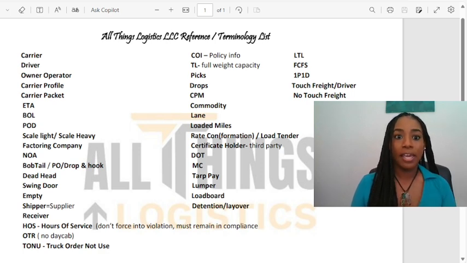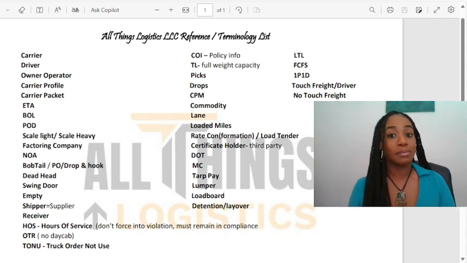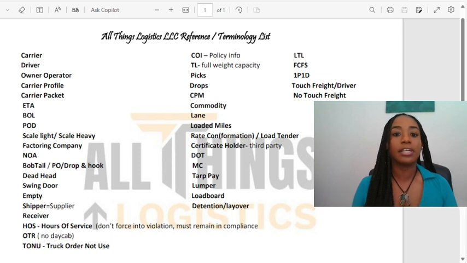Then you have picks and drops. Picks are basically the shippers that your carrier is going to, and drops are the receivers that your carrier is going to. And sometimes there can be multiple picks, and sometimes there can be multiple drops. Again, sometimes the broker will let you know this on the phone. Most of the time they will, but sometimes they won't, and you'll get that paperwork and call them back like, hold on, it didn't say anything about multiple picks and multiple drops, and they'll say, oh, well, it's just 10 minutes away.